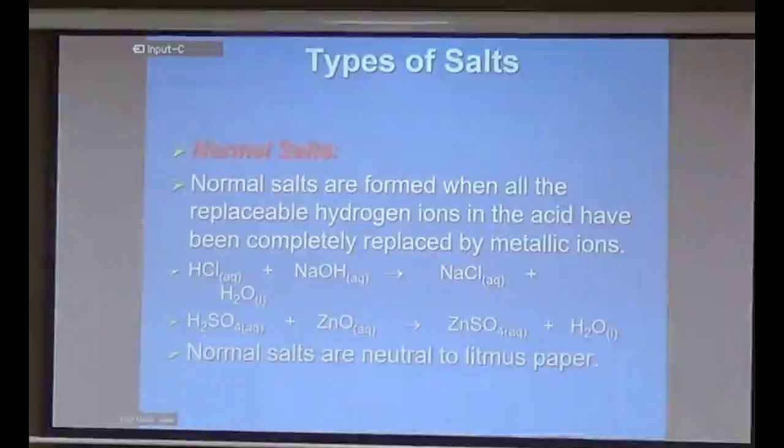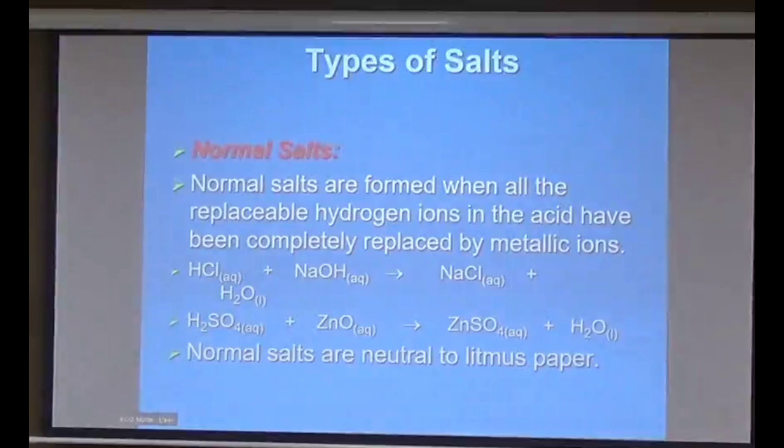Types of salts: normal salts, which are formed when all the replaceable hydrogen ions in the acid have been completely replaced by metal ions or metallic ions. Like in this case, hydrochloric acid reacts with sodium hydroxide. Hydrogen ion of HCl is completely replaced by sodium. So we have the product sodium chloride. So sodium chloride is an example of normal salt.